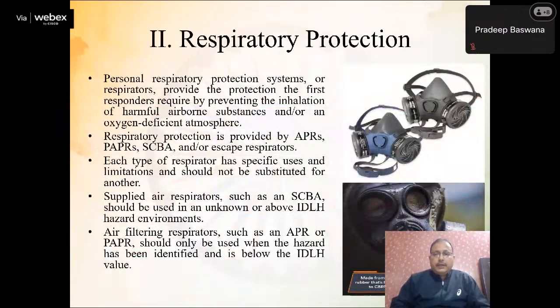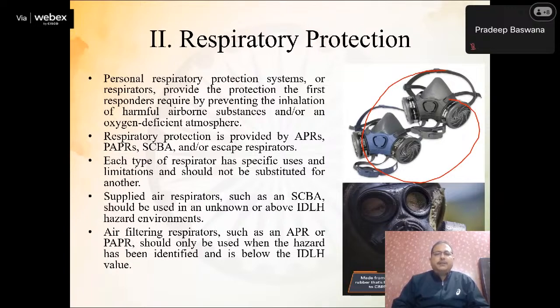Now we have seen the skin part. Now for respiratory protection, these are the figures which we have seen. These types of equipment are used. It is basically respiratory protection. So personal respiratory protection systems, or respirators, provide the protection the first responders require by preventing the inhalation of harmful airborne substances and/or an oxygen-deficient atmosphere. Oxygen is much required, so they have to focus upon this part unless enough oxygen is built into the suit itself. But if you require some other type of thing, then a respirator is required.